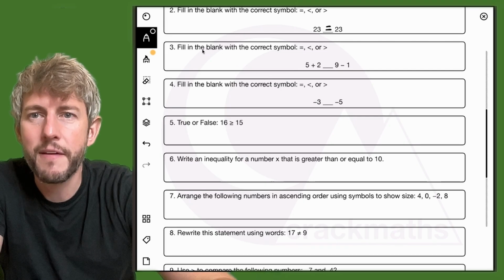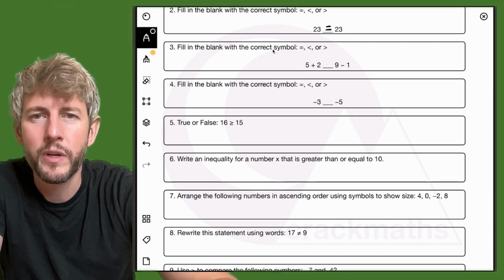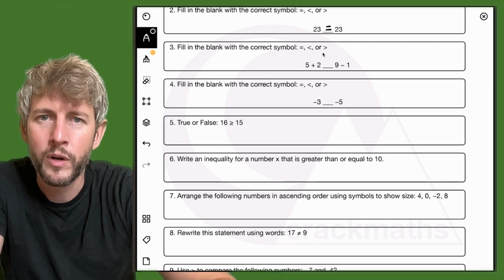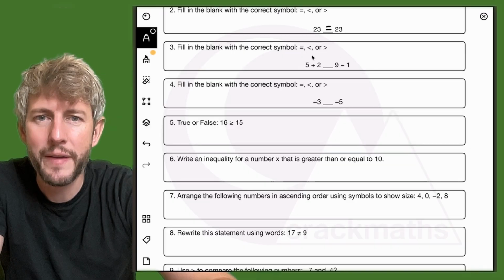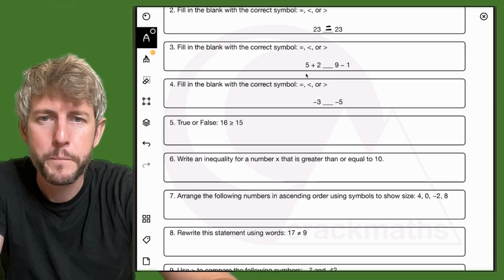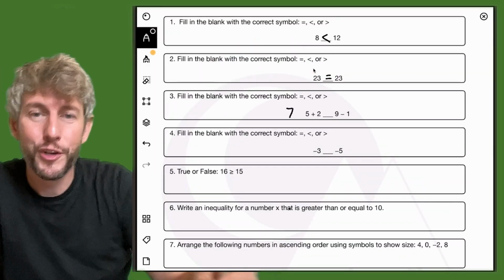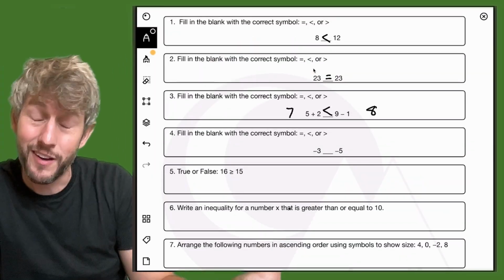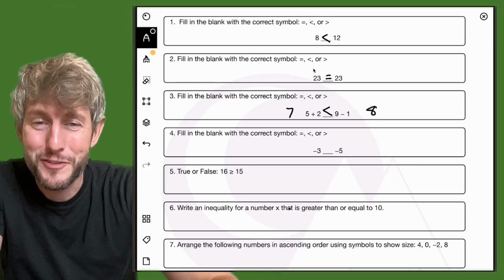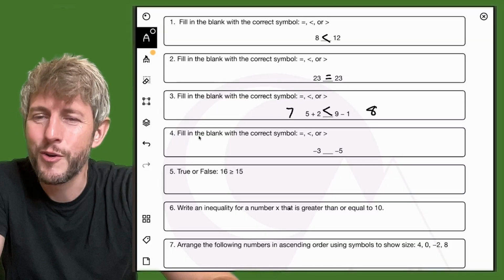Question 3 says fill in the blank with the correct symbol: equals, less than, or greater than. So we've got two calculations to work out here first. So we've got 5 add 2, which is 7, and we've got 9 take away 1, which is 8. And 8 is greater than 7, so we're going to draw this like this. Okay, so here we go.